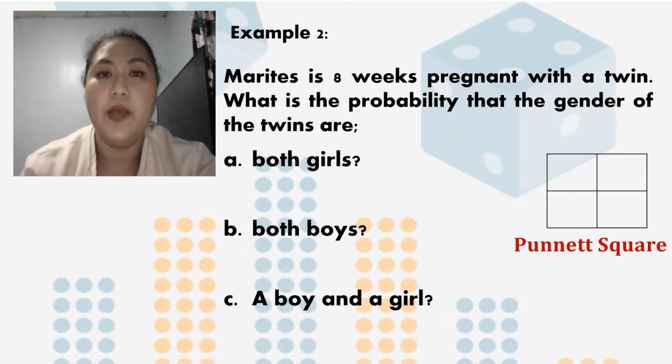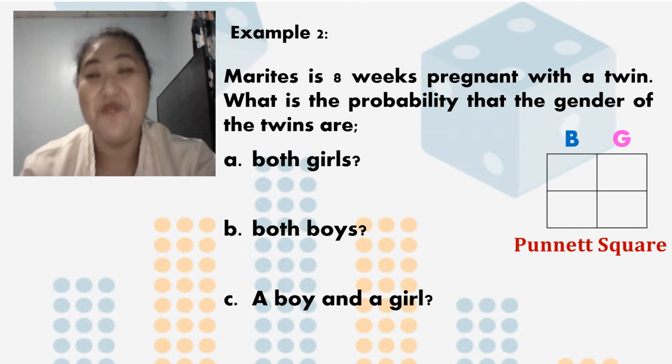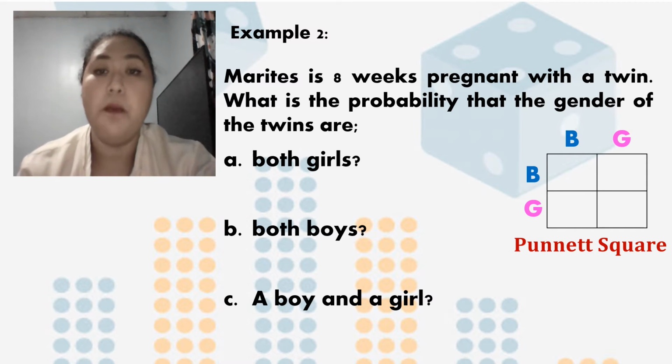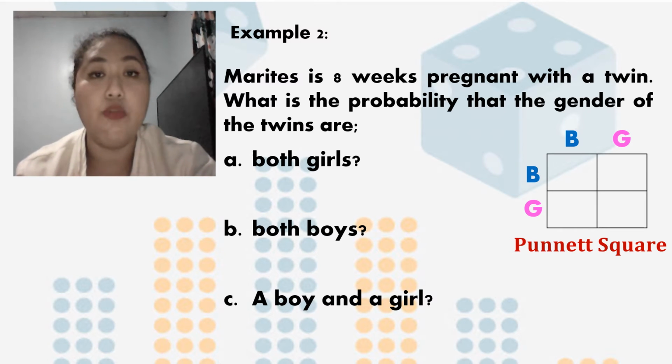Okay, so ang paggamit natin sa Punnett square, meron tayong columns and rows dyan. So sa column, ilalagay lang natin yung B and G. B for boy, G for girl. Ayan, may kulay pa, blue and pink. Okay, next doon naman sa rows, lagyan din natin ng label as B and G. B for boy, G for girl. Okay, so dito malalaman natin yung possible combinations by matching the column and the row.